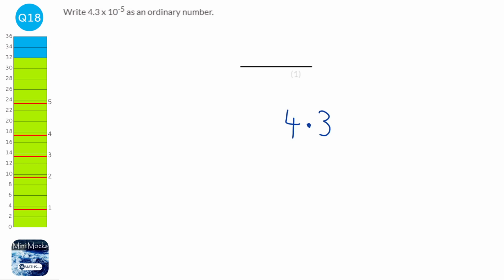Now we're going to do the amount of jumps that it shows in the power. So it says a 5 there, so we're going to do 5 jumps. And because it's a small number, we're going to go to the left to make it a small number. So we're going to go 1, 2, 3, 4, 5 jumps. So the new decimal point is going to be here.